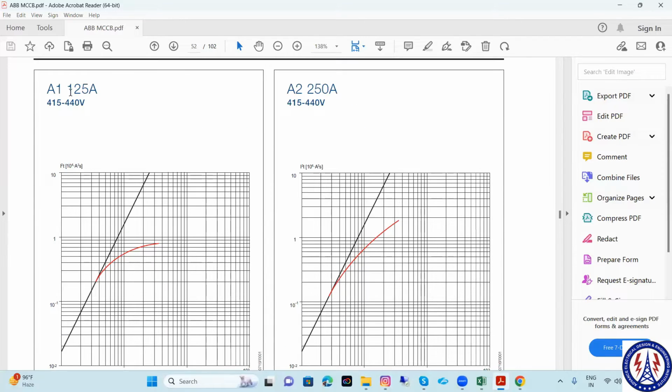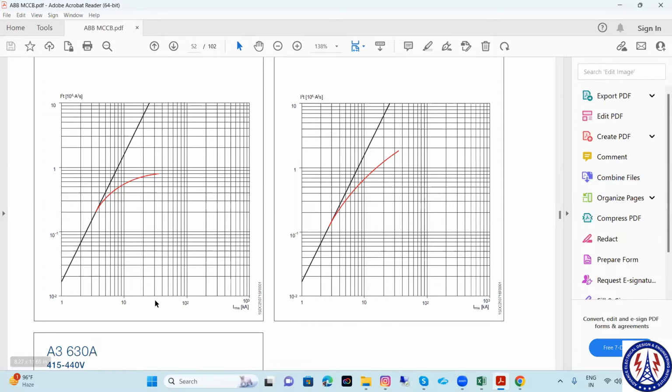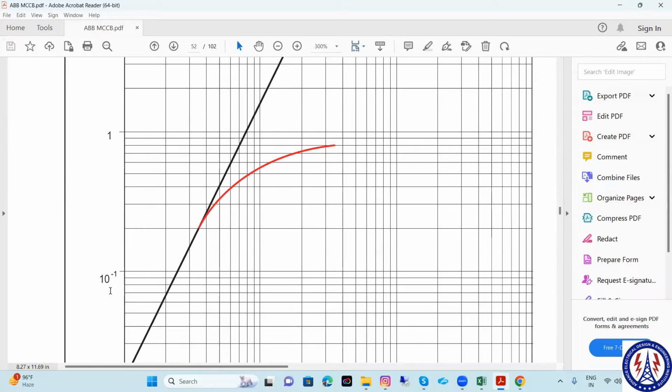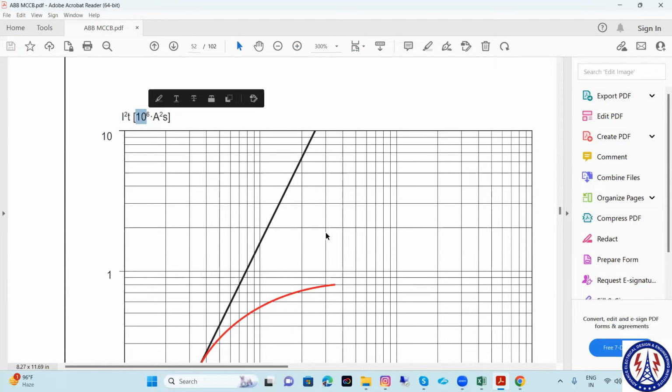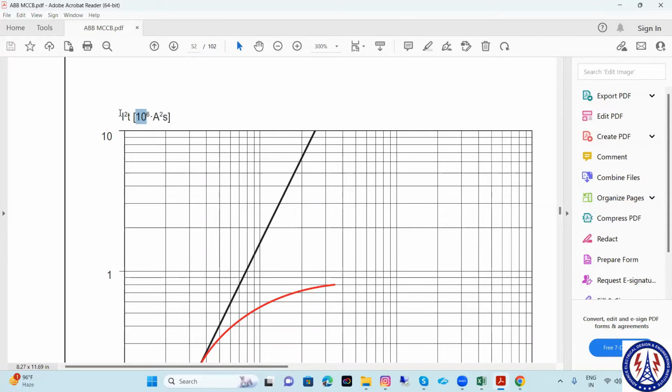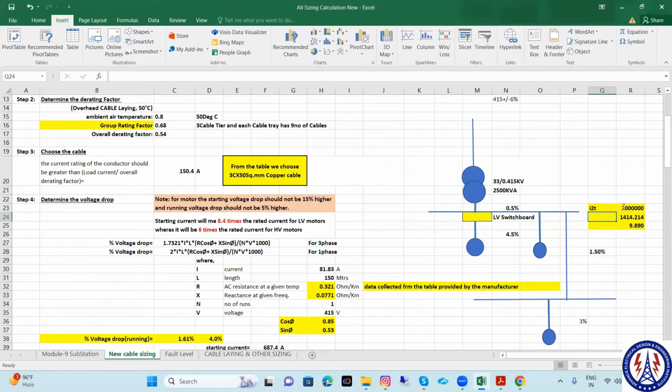Suppose my current is 125. My breaker is 125 three phase. Suppose my fault is 50: 10, 20, 30, 40, 50. Corresponding to this fault level, how much energy will flow? It is 0.8, right? 0.8 into 10 to the power 6. So this much energy will flow in the system. The corresponding I squared t value, which will flow when this MCCB trips, is 0.8 into 10 to the power 6.